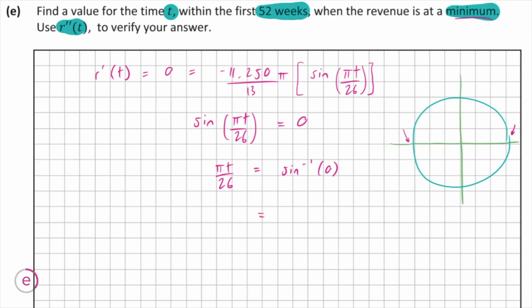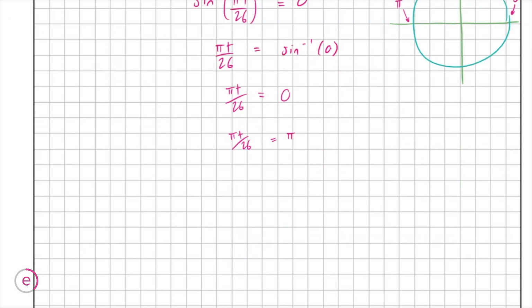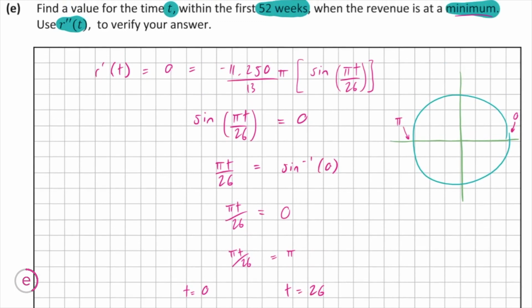So with that in mind, we know that here we have 0, and half a revolution is going to give us pi. So that will give us two nice equations for pi t over 26. Our first equation is really just t is equal to 0. And our second equation is t is equal to 26. And this makes a lot of sense if you think about 52 weeks being a full revolution. 26 is halfway between that, so it just adds up nicely.